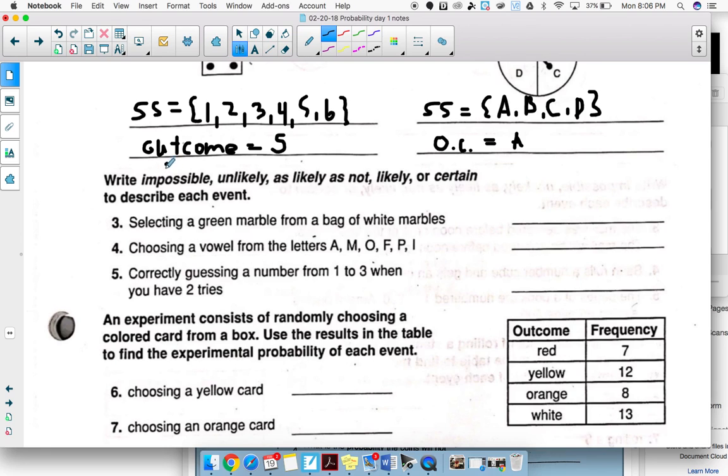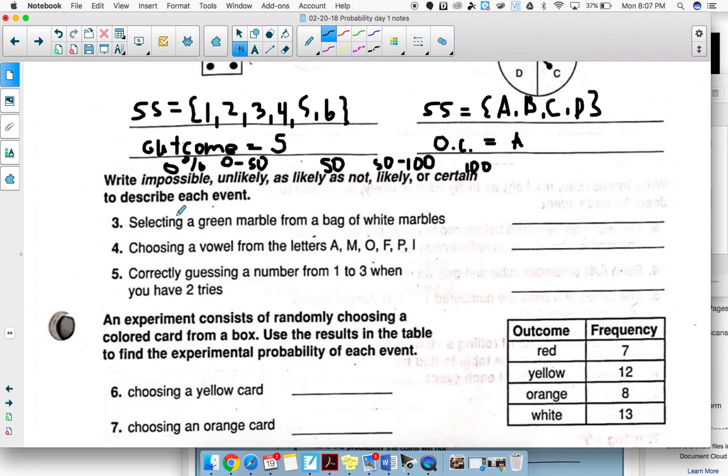Impossible basically means that there's 0% chance of it happening. Unlikely basically means it's between 0 and 50%, so less than half. Okay. As likely as not would mean that it's 50% likely to happen, 50-50 chance. Likely would mean between 50 and 100, not including those numbers. And 100% certain would be, it's 100% likely.